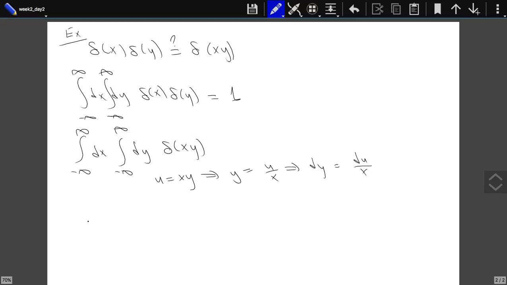So that integral is equal to the integral from minus infinity to infinity of dx, the integral from minus infinity to infinity of du over x times Dirac delta of u. Well, the u integral just gives me 1. What is left is the integral from minus infinity to infinity of dx over x. This is not defined. So this is not necessarily true.